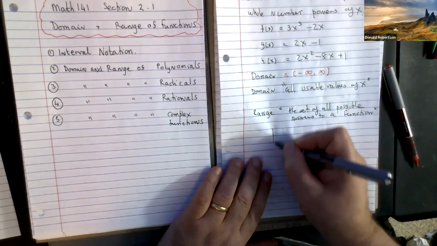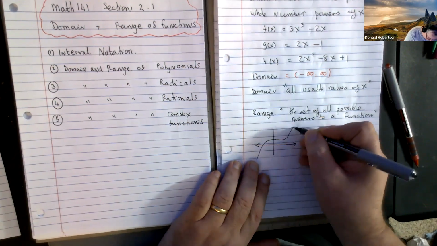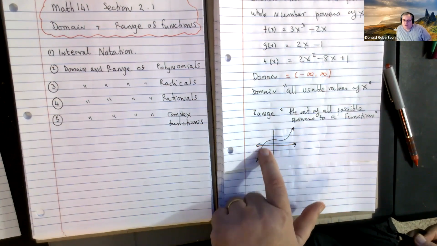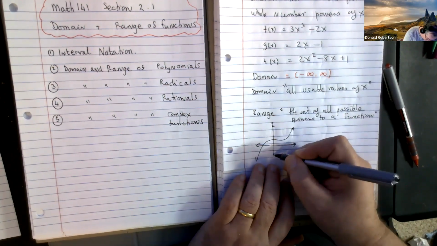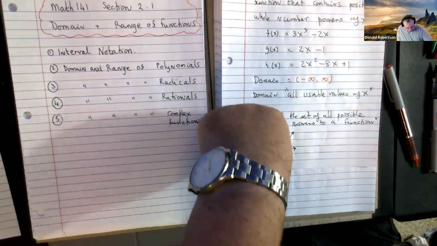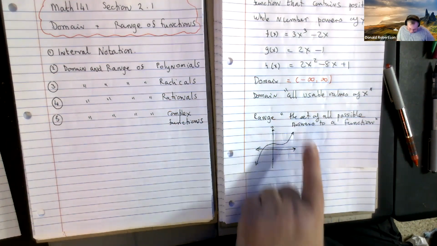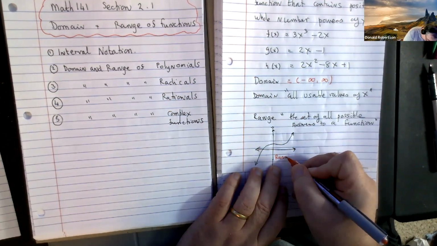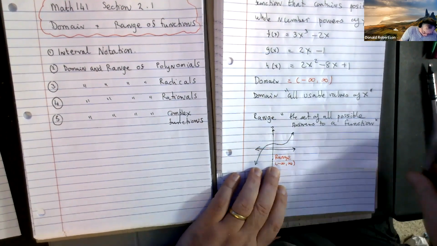To give you an example, if my function looked like this one here, the y values, and we're only really interested in the y values when you talk about the range, right? The answers are the y values. It can be as low as it likes, because this curve goes downwards forever. It goes as high as it likes. In this case, the range would be from minus infinity to infinity.